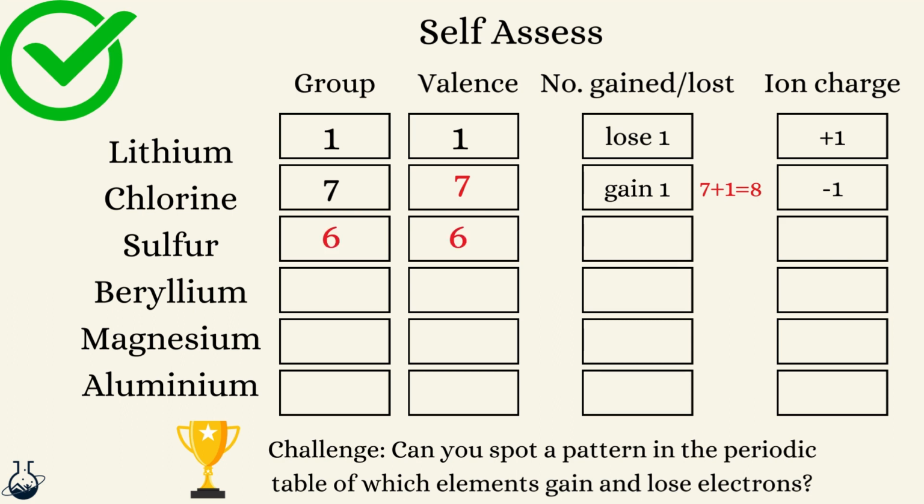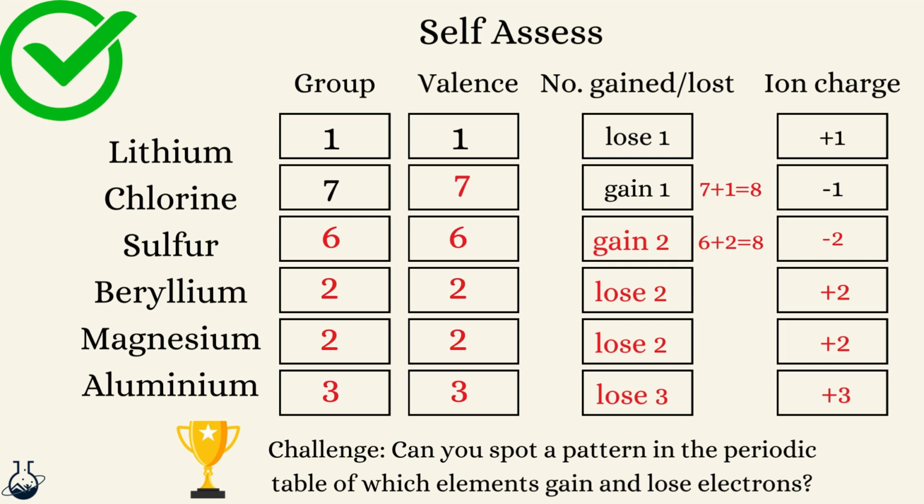Sulfur is in group 6, so it has 6 valence electrons. To add up to 8, it needs to gain 2 electrons, giving it a negative 2 charge. Beryllium is in group 2, with 2 valence electrons, so it will lose these 2. By losing electrons, you are losing negative charges and becoming more positive, so this ion becomes a +2. Same for magnesium, and aluminium becoming +3.